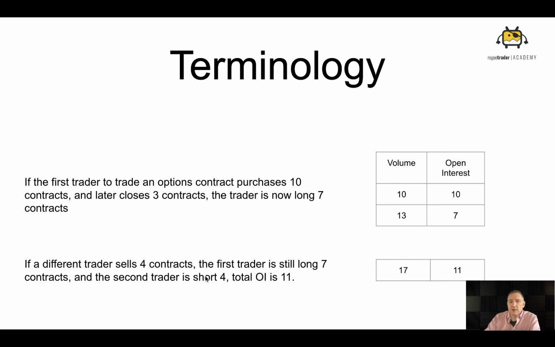Some other guy comes along a little bit later and he sells 4 contracts. Well, 13 plus 4 is 17. Those 4 contracts are added to the open interest because he opened some new contracts. He sold 4 to open. So it just tallies the amount of contracts that are open.